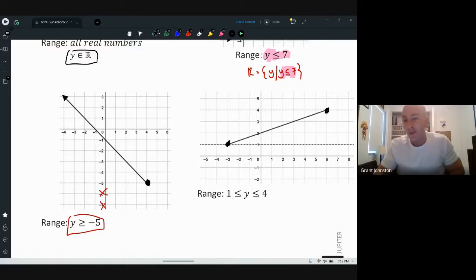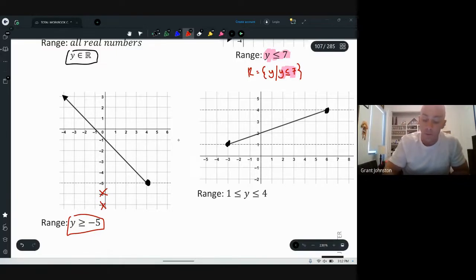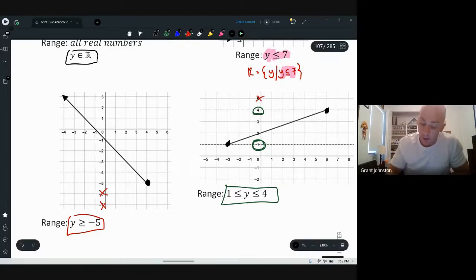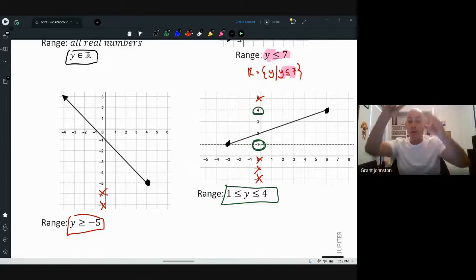But this is where a lot of students mess up because they start looking at the x, but we're talking about the range. This one's asking for the range. So the highest it's going to go is 4, and the lowest it's going to go is 1. That's why the range is from 1 to 4. It's not going to go here, here, here, or here. The range is from 1 to 4, where y is greater than or equal to 1 or less than or equal to 4.